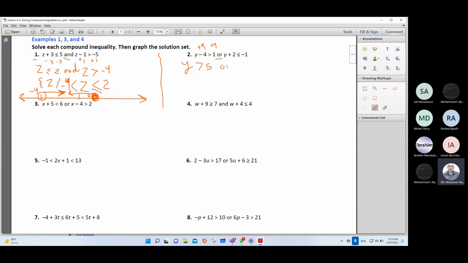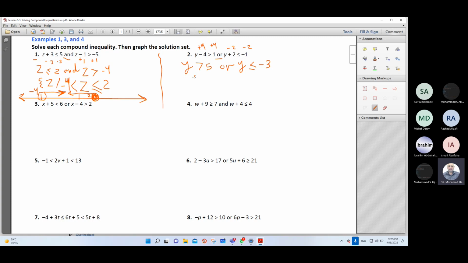Or, we want to solve the second inequality. We have y plus 2 less than or equal to minus 1. So we want to keep y alone, so we want to remove plus 2 from here. So minus 2 here, minus 2 here. So minus 2 plus 2 is 0. So y less than or equal to minus 2 plus minus 1, which will be minus 3.